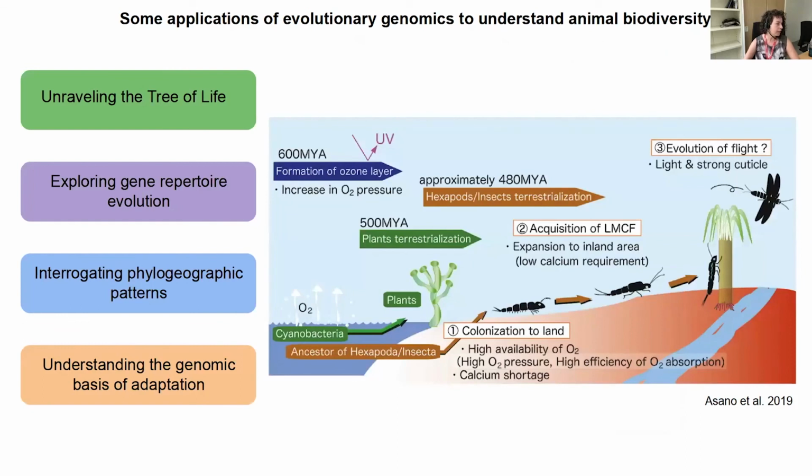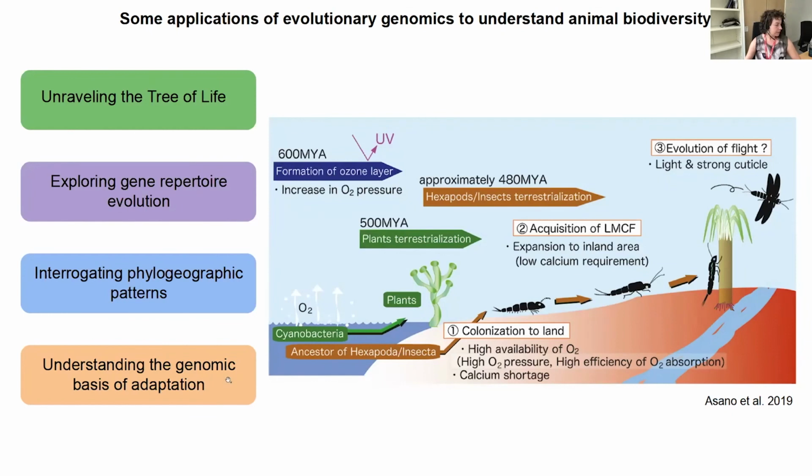And the fourth example of questions, of course there are many others, but the fourth I would like to mention here today, is about understanding the genomic basis of adaptation. So this is a beautiful figure showing some of the major transitions in insects. The first one is terrestrialization, which is one of the questions that we are most interested in in my lab. And we also have evolution of flight, for example.